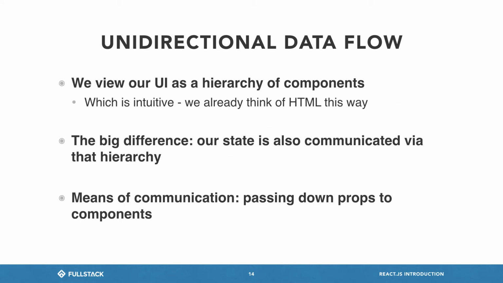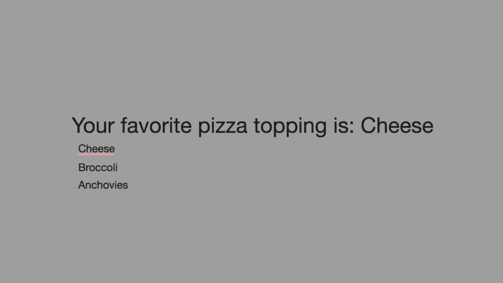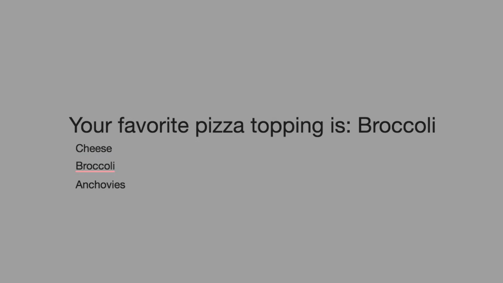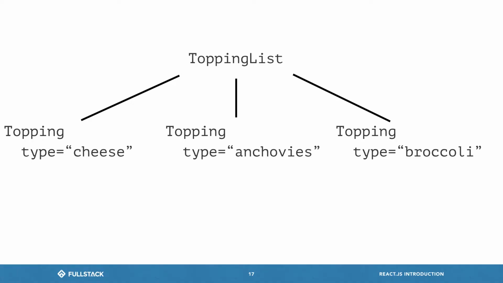The cool thing about that is that I can still have data be affected at the top level. So for example, when I click on cheese, I want my favorite pizza topping to then be cheese. But if I click broccoli, I want to change that top level element. I want to change topping list to show broccoli. And I want to change anchovies to be anchovies if I click on it. So here's our hierarchy. We have topping list that has 3 children, topping.